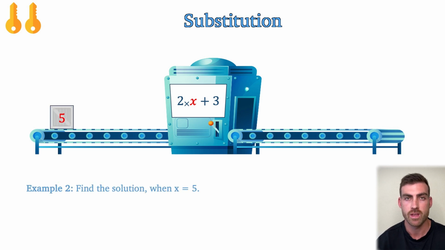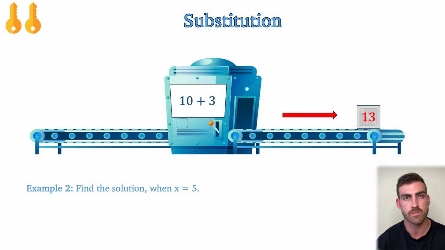Example 2. Find the solution when x equals 5. To answer this question, we replace the x with the input 5. Then we complete the calculation to get the output. In this case, 2 times 5 equals 10. Then we add 3, getting us 13, which is the output. Notice the pattern? Different inputs create different outputs.